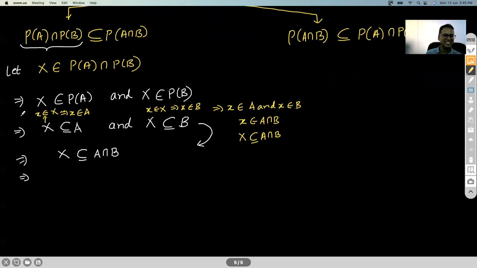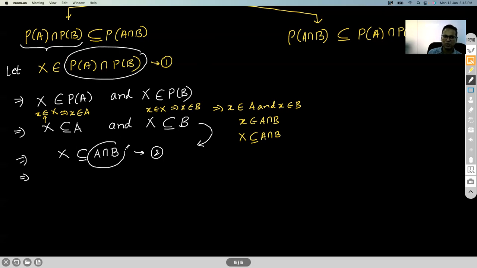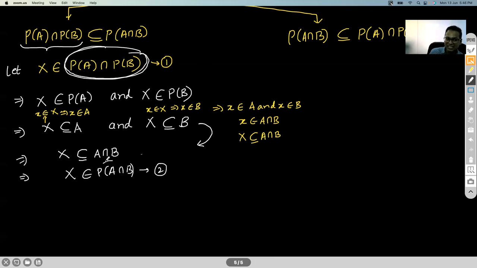Now, having said this, let's go back to step number one and step number two. What you're saying is that there is an element which is present in the intersection of these two, and the same element is present in A intersection B also. Let me write it in the next step. Capital X is a member of P(A intersection B). Sorry, I wanted to write this as my step two, right? So one element that you have picked up is present in this set, and that element is also present in this set.